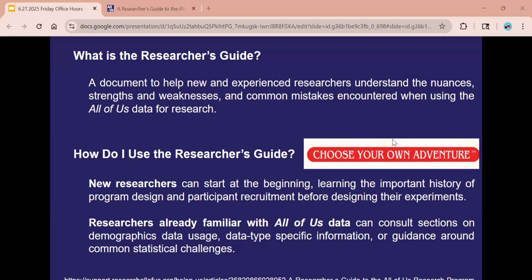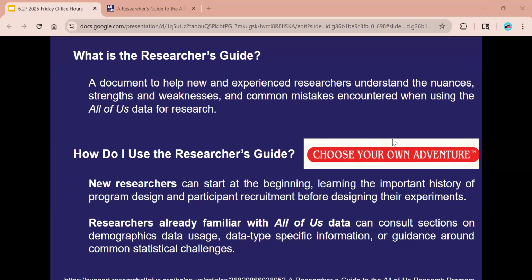Additionally, we have data type specific information guides. So if you're using one or two data types, I really recommend you flip to one of those data types and read through some of the information about them to get a little deeper understanding about specifically whatever data type you're using.